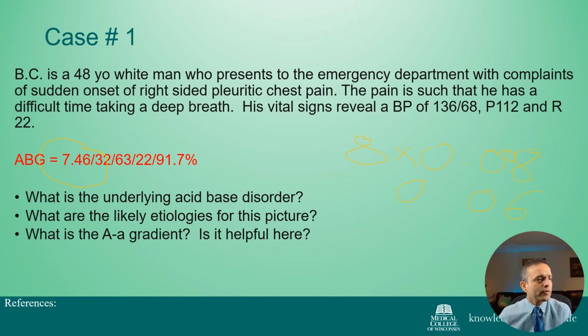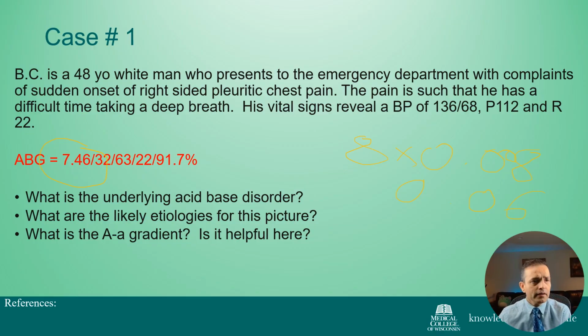So we cannot calculate anion gap. So there is alkalosis and it's respiratory alkalosis. So that is the information that we got from here. So it could be from so many different causes. Let's calculate the AA gradient. Let's calculate big A first.